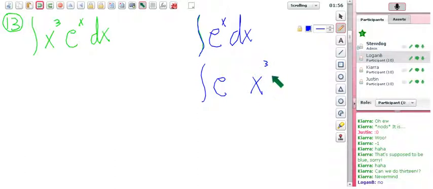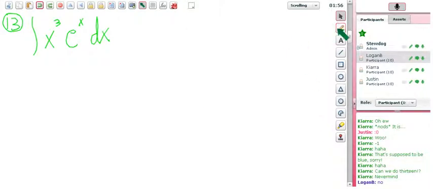Or, if this were e to some exponent and x to the third were the derivative, then the exponent would have to be something in the neighborhood of x to the third when you take the derivative, like maybe x to the fourth. The derivative would be 4x to the third, and then we could adjust with the constant. But neither of these things is happening. This is what we have. So it doesn't look like it's going to fit any of those old formulas, and that tells us it's probably time to go with integration by parts.